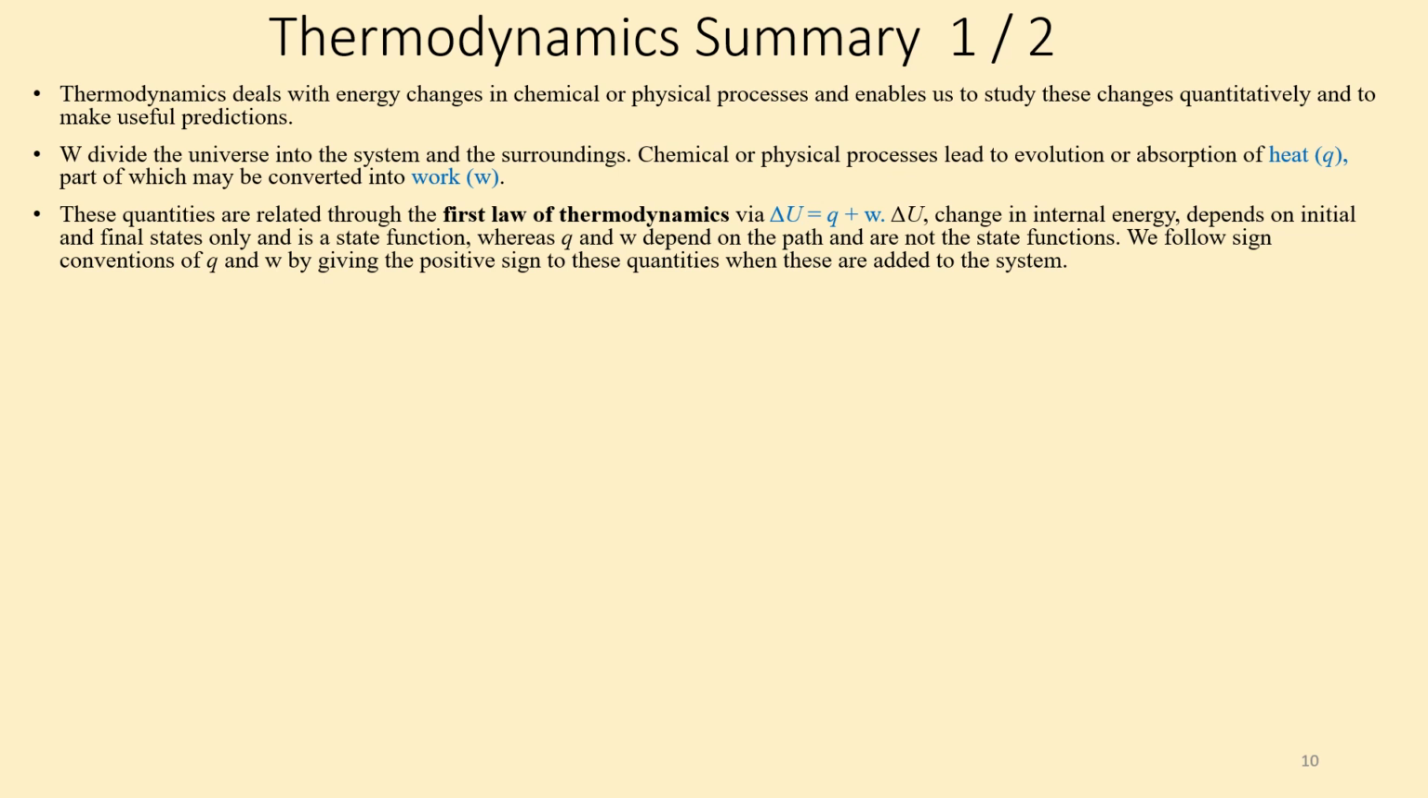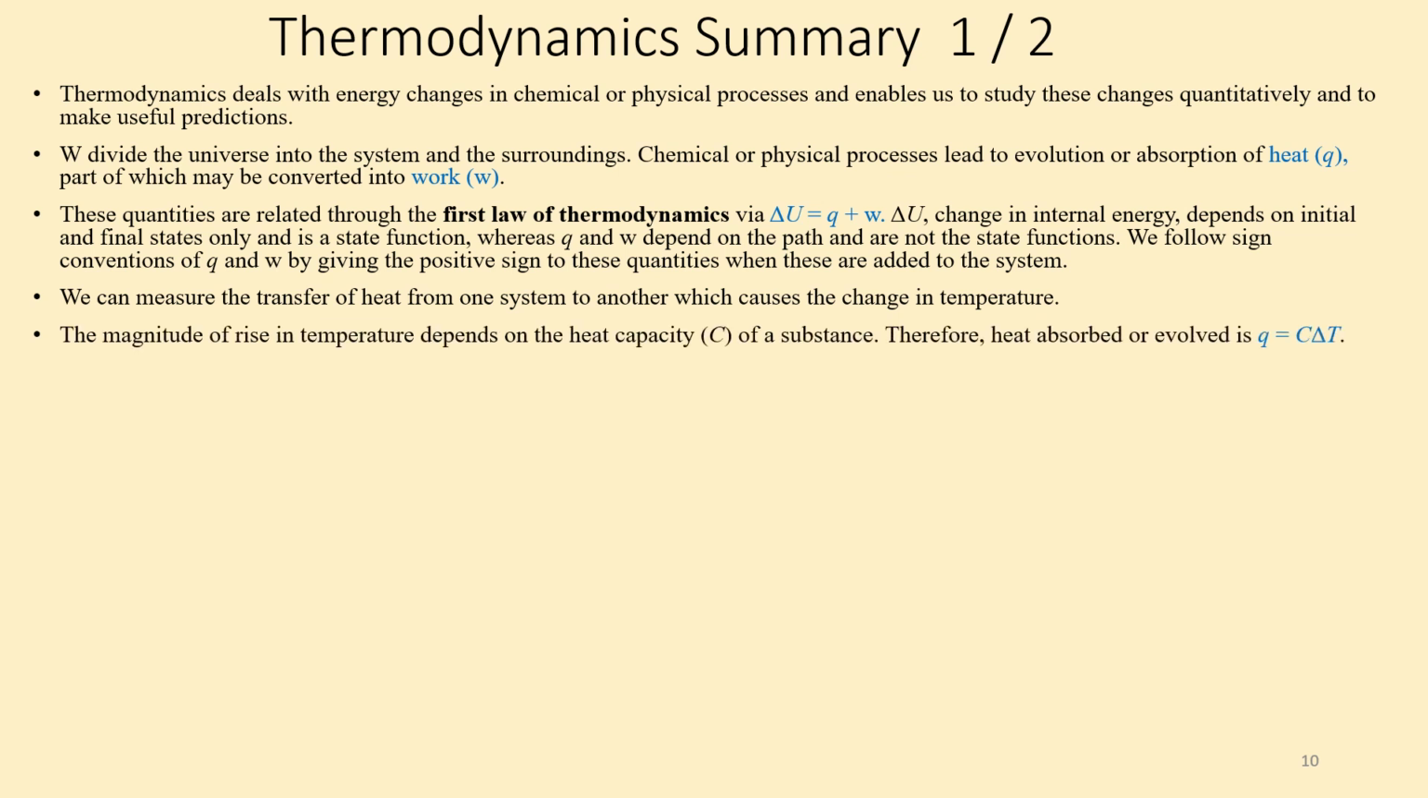where delta U is the change in internal energy, which depends on initial and final states only and is a state function, whereas Q and W depend on the path and are not state functions. We follow sign conventions of Q and W by giving a positive sign to these quantities when they are added to the system. We can measure the transfer of heat from one system to another system, which causes the change in temperature. The magnitude of rise in temperature depends on the heat capacity, capital C, of a system. Therefore, heat absorbed or evolved Q is equal to C into delta T. Delta T is the change in temperature.